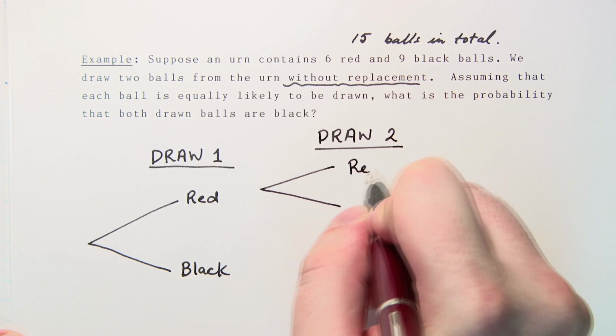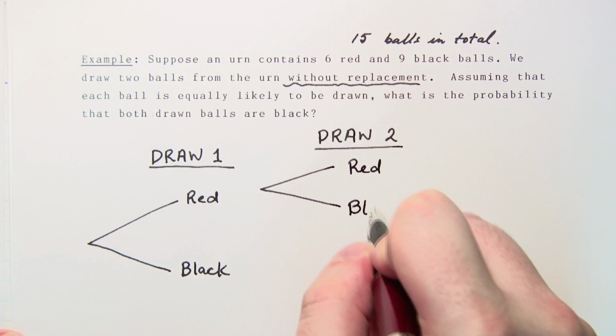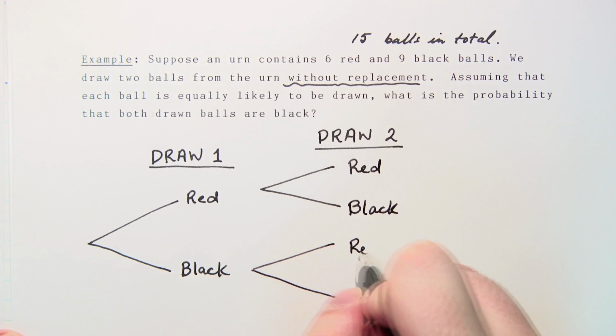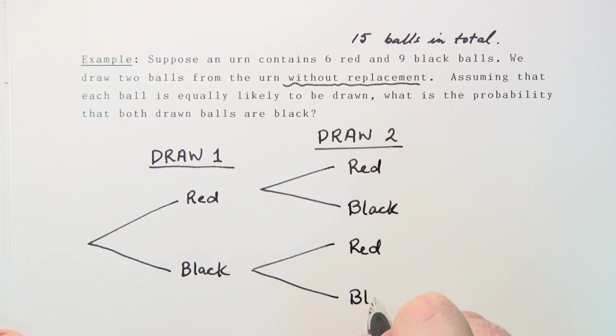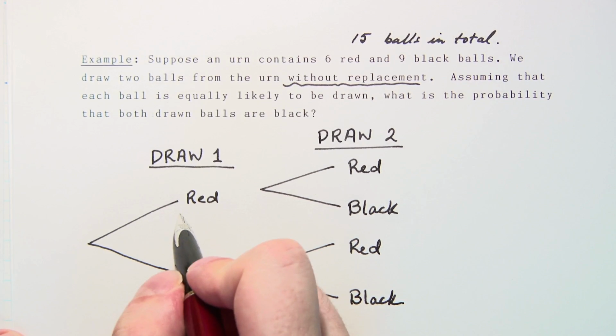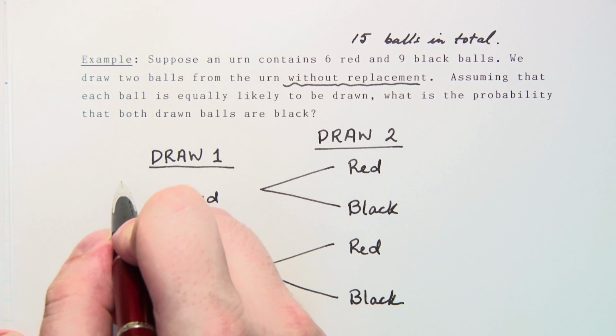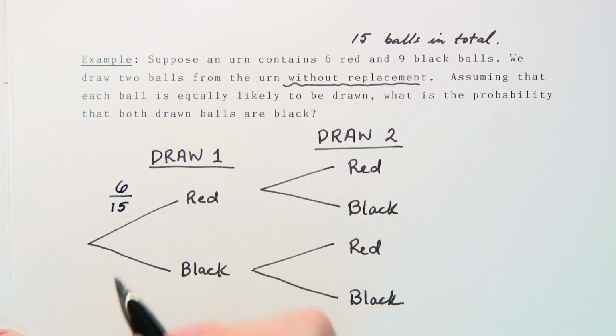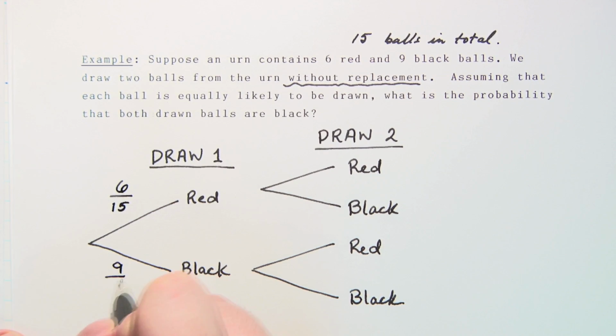I could have red and I could have black. Same thing again, red, black. So the probability of picking red on the first draw is 6 over 15, and for picking black, it's 9 in 15.